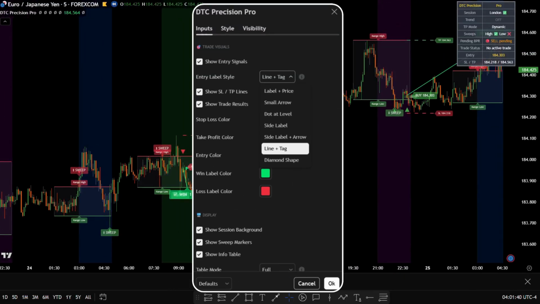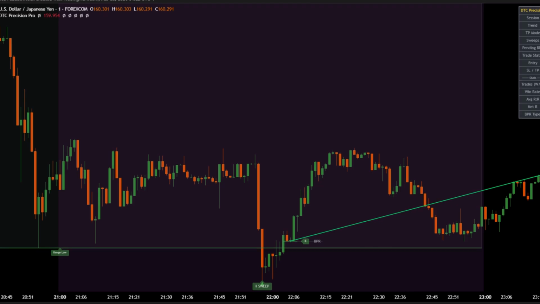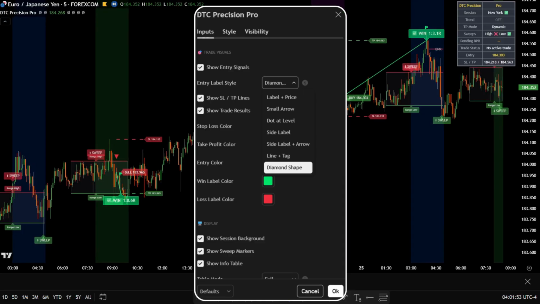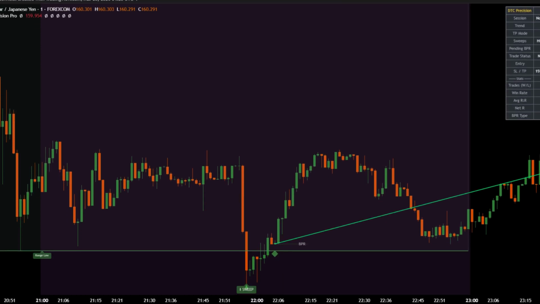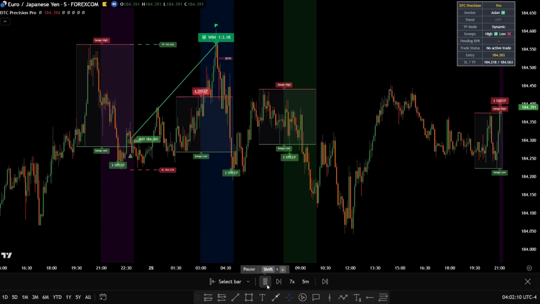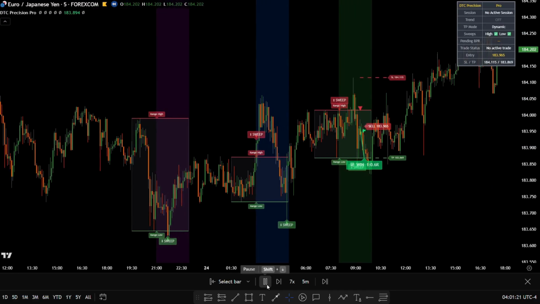Line plus tag draws a short horizontal line at the entry price with a tiny tag. Diamond shape uses TradingView's native plot shape to draw a diamond. This one renders differently because it's a plot shape rather than a label. Pick whichever keeps your chart cleanest. You can always switch. 2 more toggles in Trade Visuals.